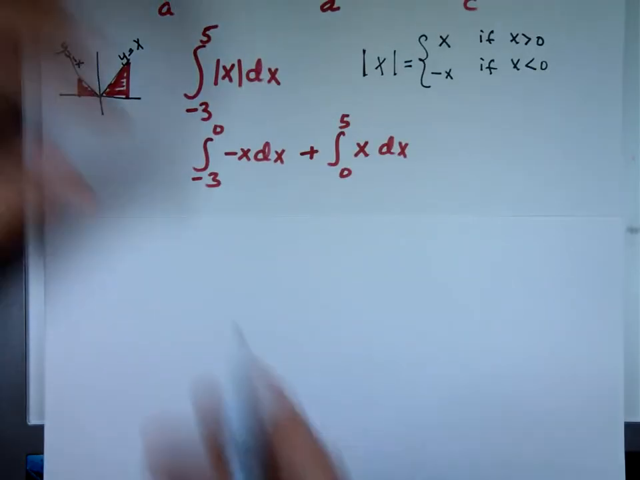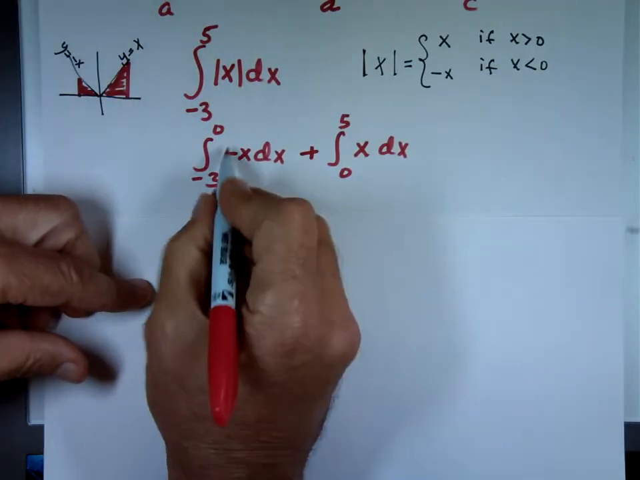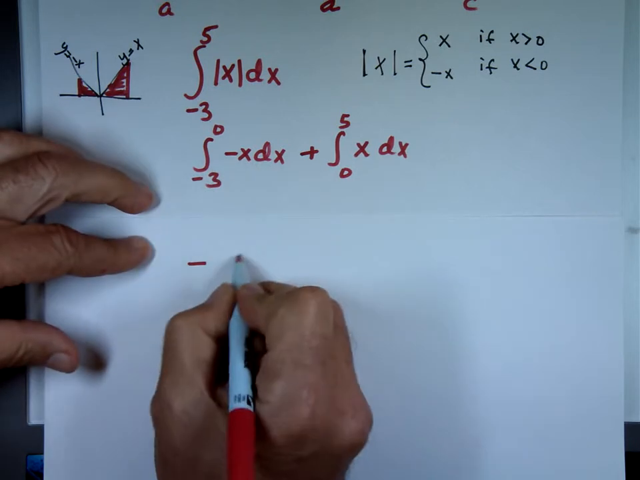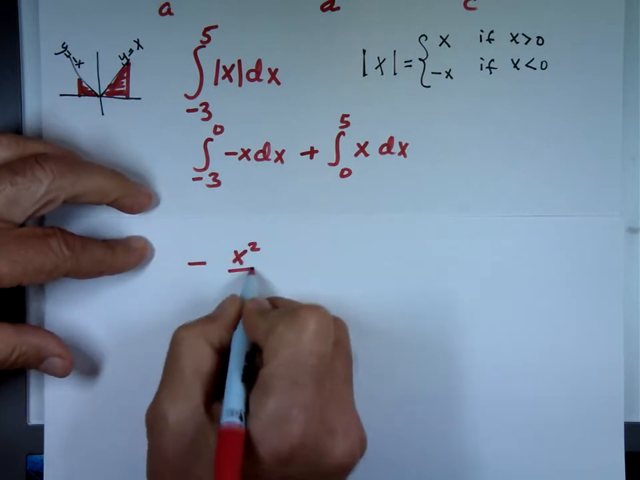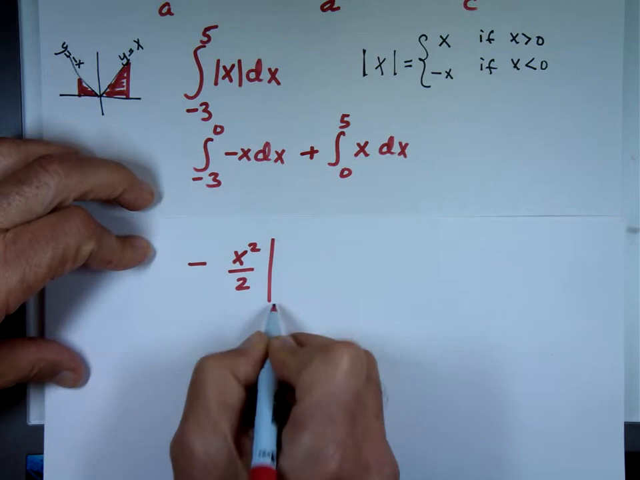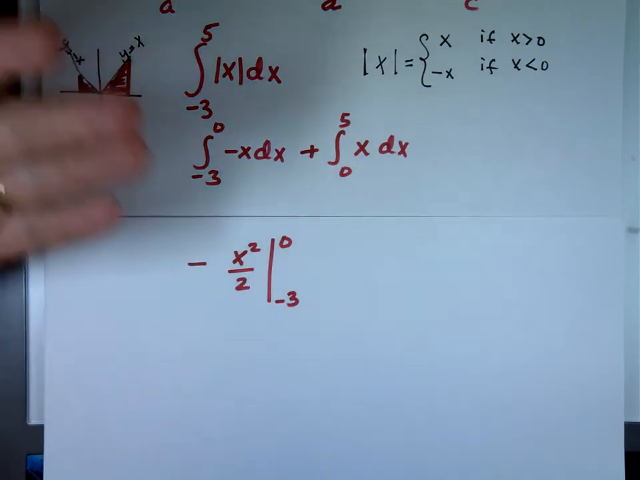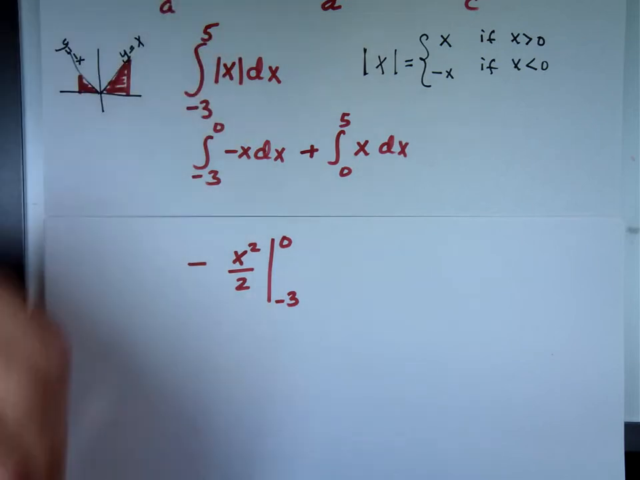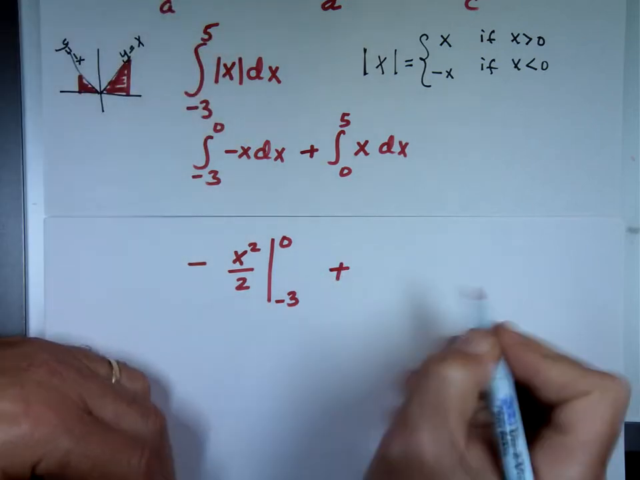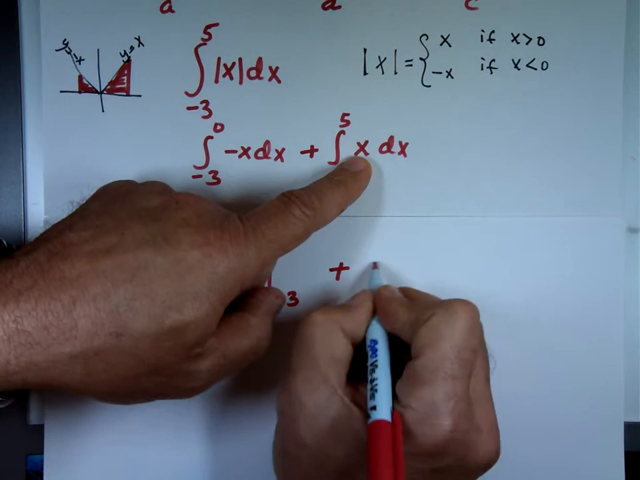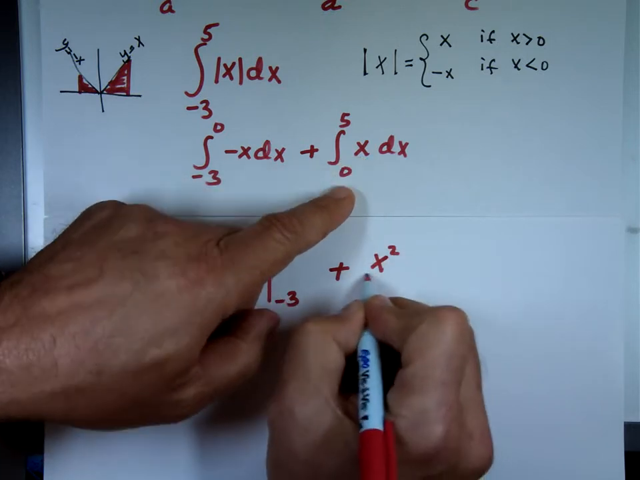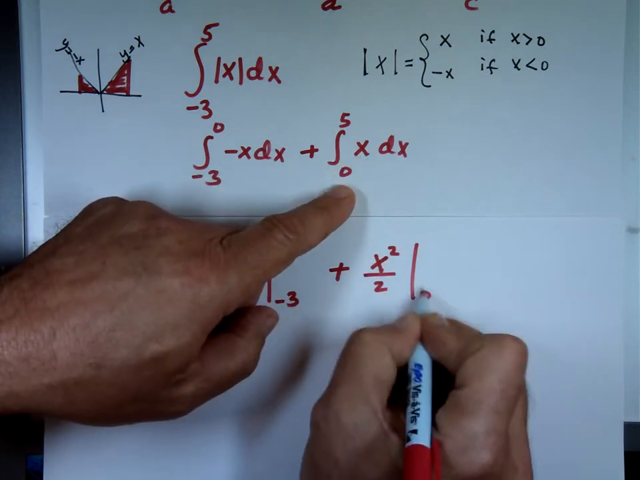Now, if I look at that, I can take the minus outside. What's the integral of x? X squared over 2, right? And this one from where? From minus 3 to 0. Notice no C's. I'm not putting C's there because it's a definite integral. What is the integral of x? X squared over 2 as x goes from 0 to 5.